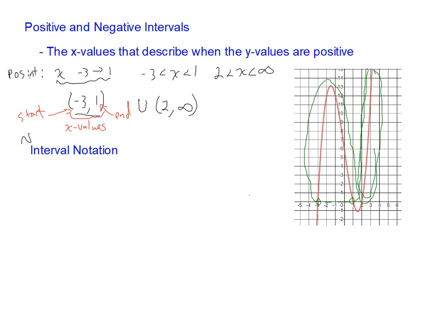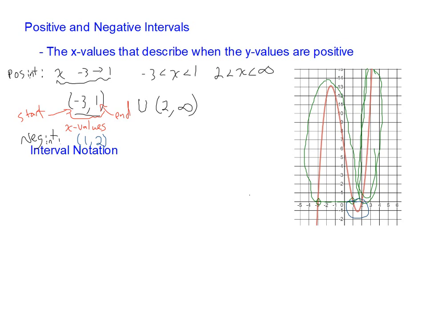The negative intervals. Where is this graph negative? Well, this graph is negative anywhere it dips below the x-axis, basically from 1 to 2. I'll just do this one in interval notation because I am running out of space. Basically from x equals 1 all the way to x equals 2, up to but not including those points.